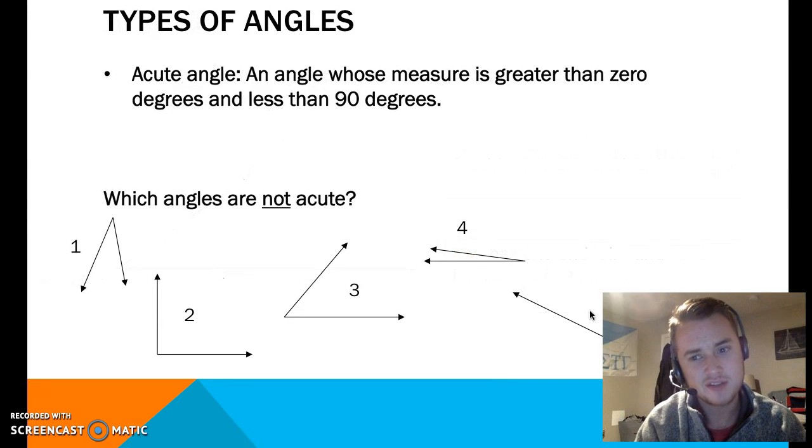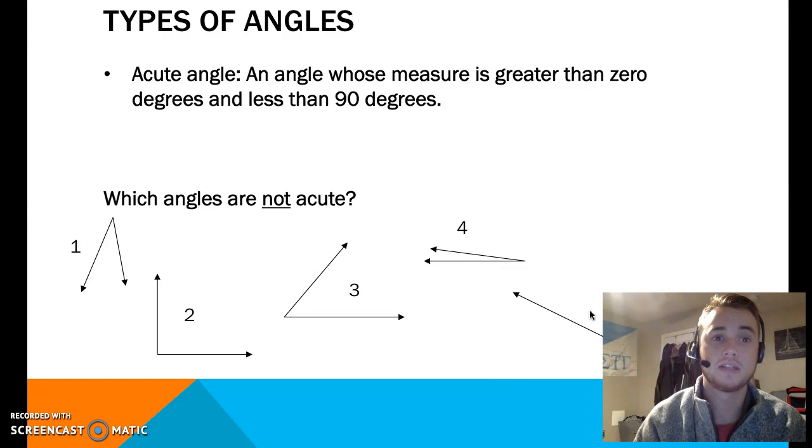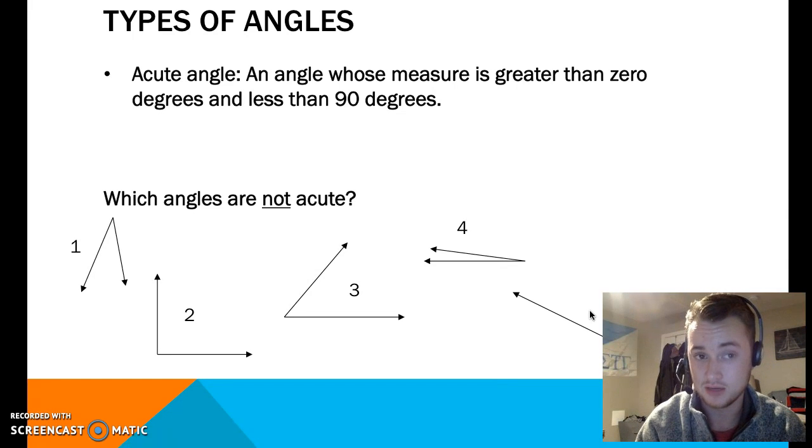Now to the tough stuff, some types of angles. The first angle I'm going to share with you today is an acute angle. An acute angle is an angle that is greater than 0 degrees and less than 90 degrees. So that means it's no more than 90 degrees and it's no less than 0.